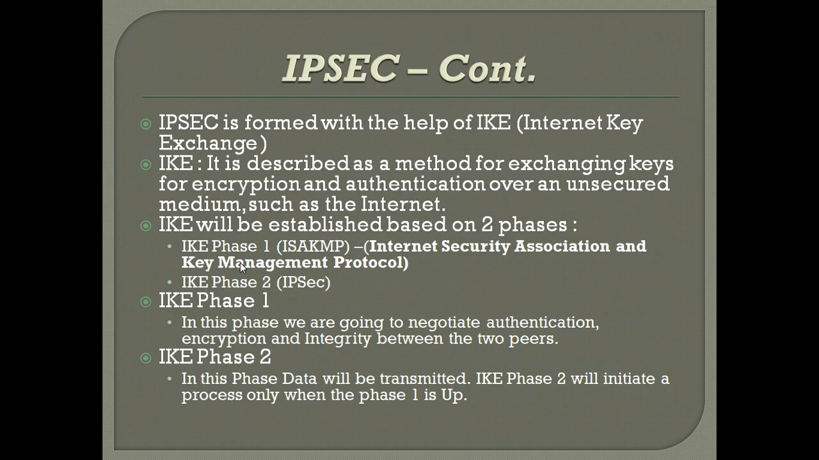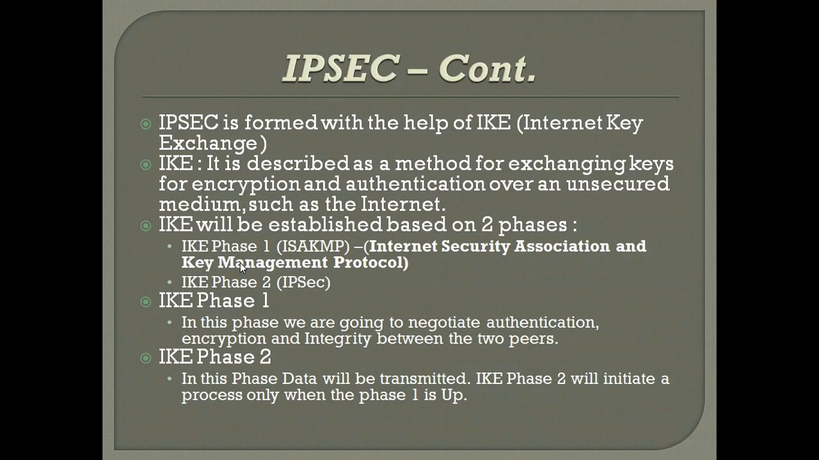Next, how is IPsec formed? It is formed with the help of IKE. IKE is nothing but Internet Key Exchange. It is the method of exchanging keys for encryption and authentication over an unsecured network such as the internet in a secured manner. That's what IKE does. IKE is established in two phases, what we call IKE Phase 1 and IKE Phase 2.